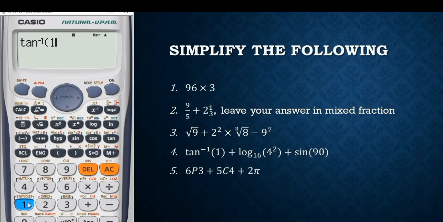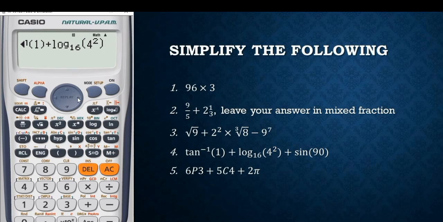Then I input 1, then I close the bracket. Plus the log of 4 squared base 16. So this particular sign is what we have to use. I tap on my addition sign, then I activate this sign. Then I input the base, which is 16. Then I use the arrow keys to navigate into the bracket sign. Then I input 4 squared. So I'll input the 4, then I activate my square button. Afterwards I will use the same replay key to come out of the bracket sign.